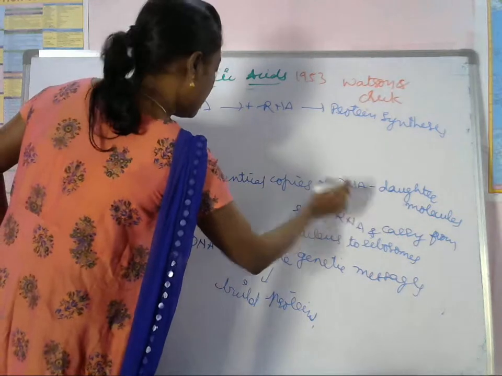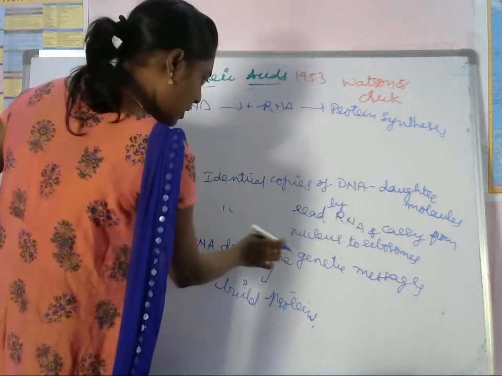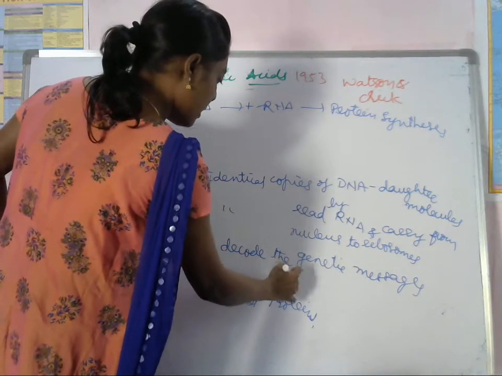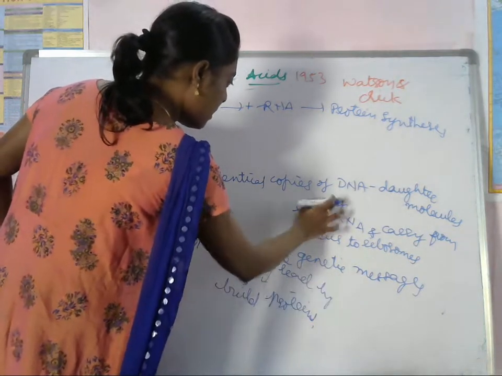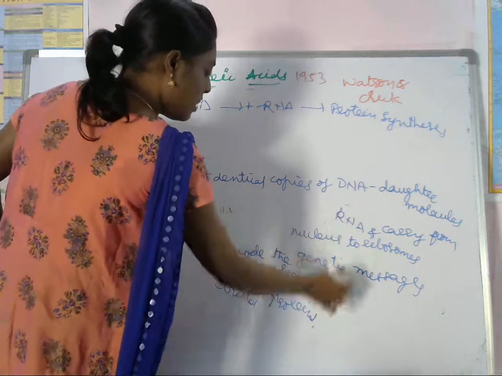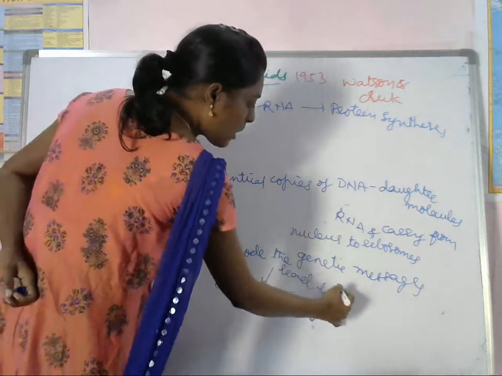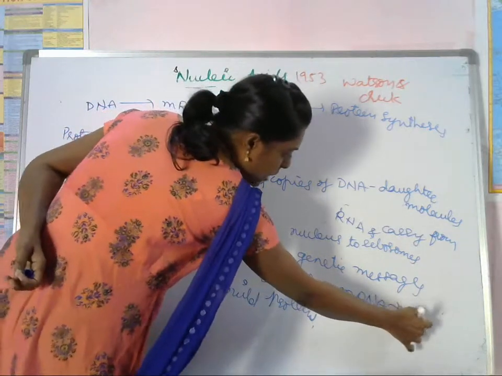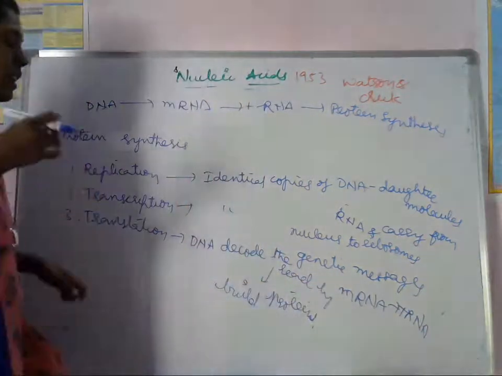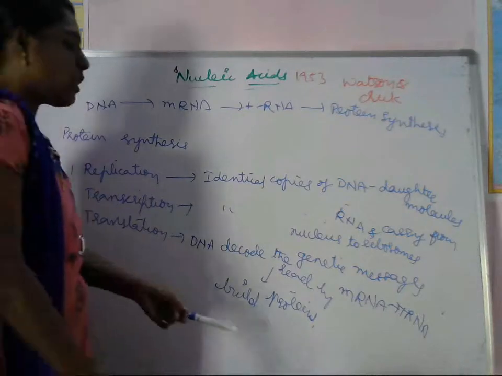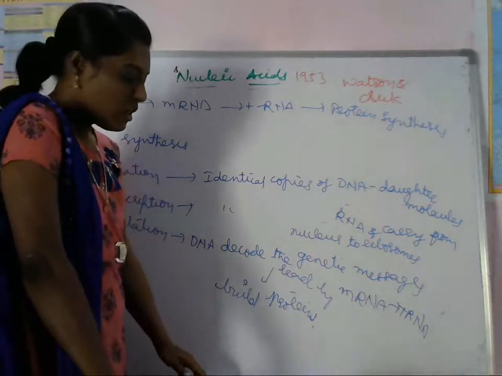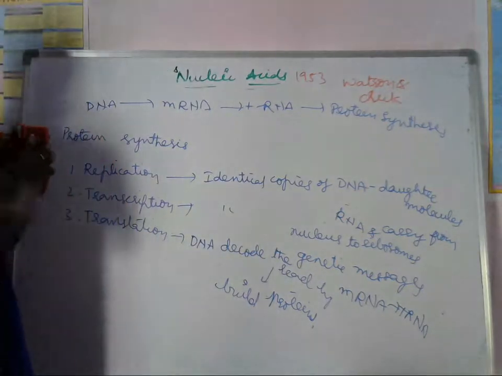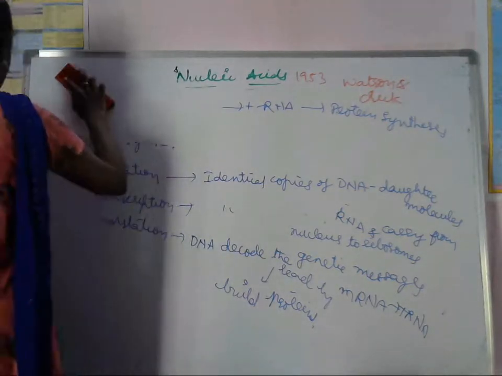DNA's message is decoded and read by mRNA. Then it is transformed into tRNA. This tRNA is helpful for the synthesis of proteins. So let's see the replication process. First one is the replication process.